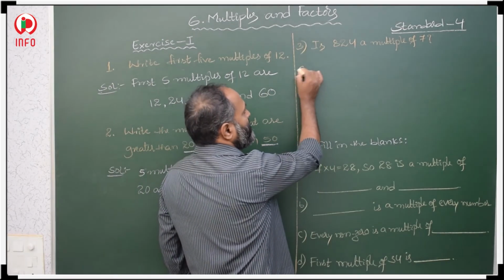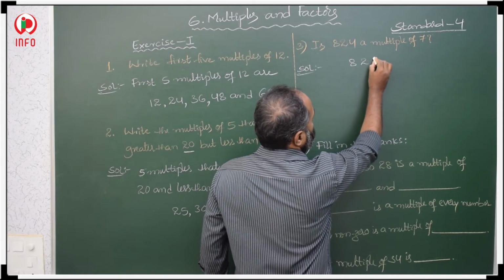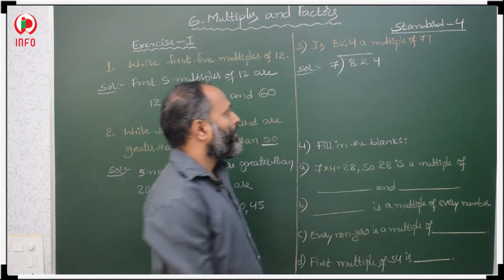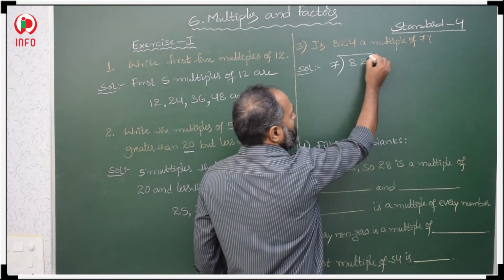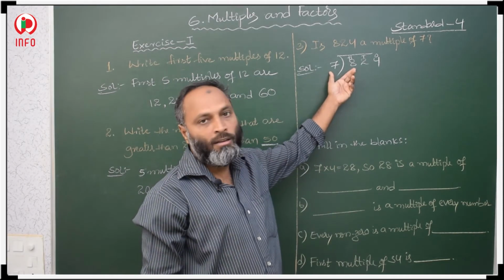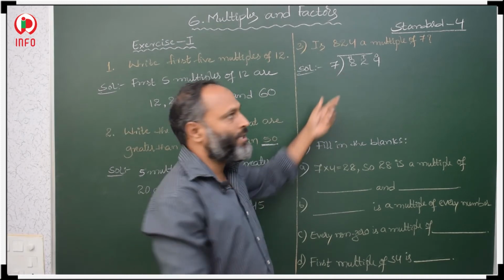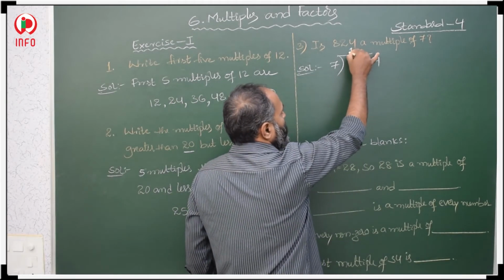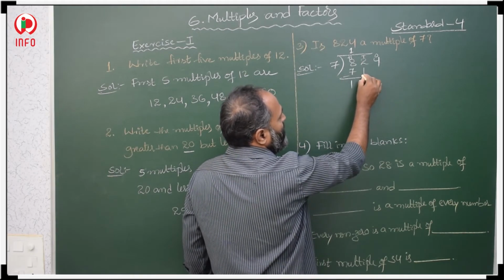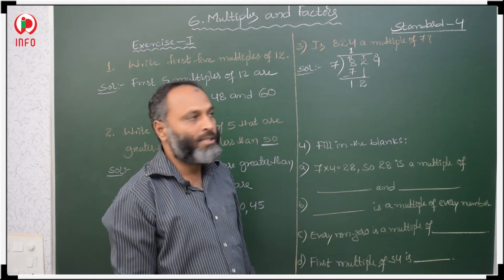Check here. Now first you divide 824 with 7. This is ones place, tens place, hundreds place. First you divide hundreds place with the divisor. 8 divided by 7, 7 ones are 7. Then minus, 8 minus 7 is 1. Then after that copy the next place, that is tens place, 2 is there.